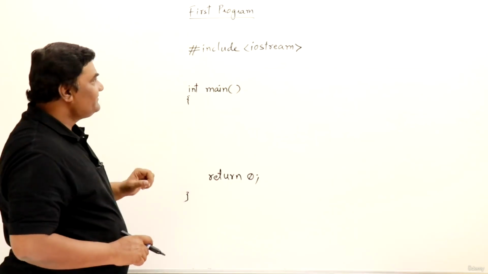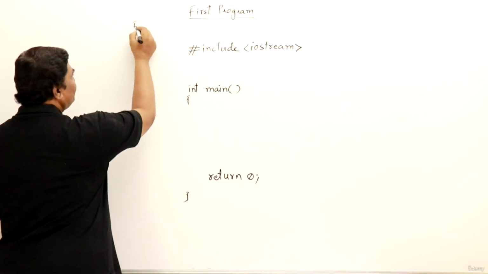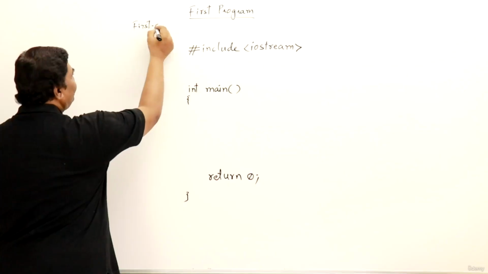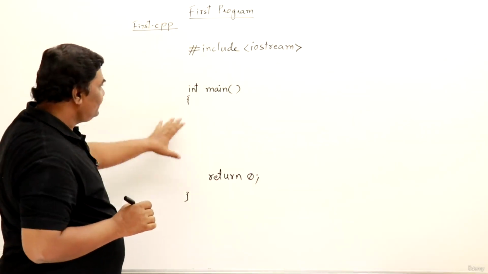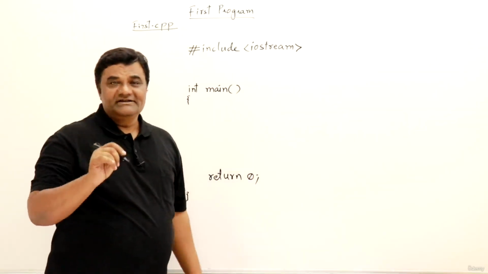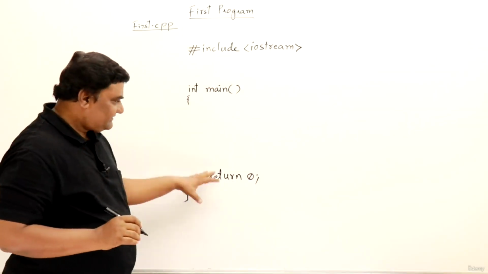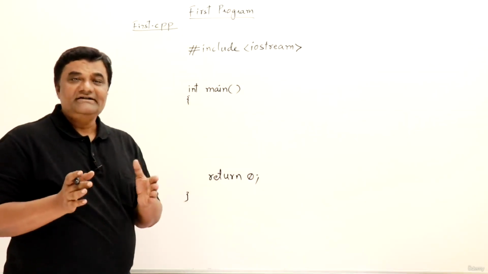You have to start a new project. Let us say the project name is first and the program file is first.cpp. So you have to start this one. Then inside that, this is what you have to write. So every C++ program basically looks like this. So let us understand what these elements are.